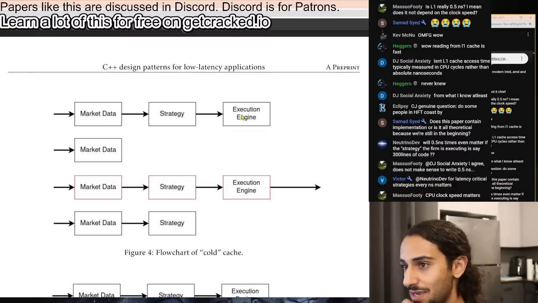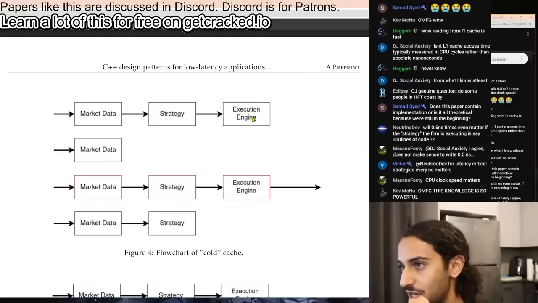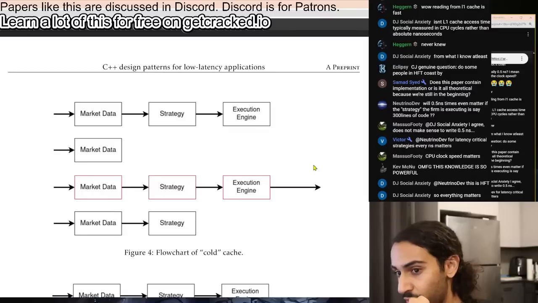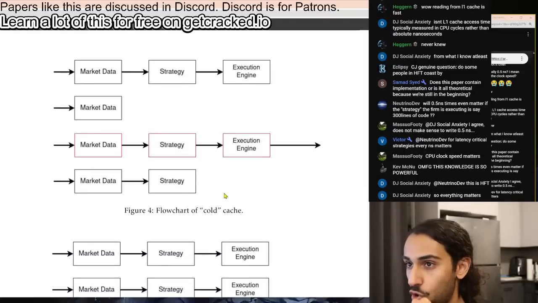Market data, strategy, execution engine. Market data, execution engine, but don't release the trade. Market data, do nothing. Market data, evaluate the strategy. Execution engine, send the order. Right? That's the cold flow.